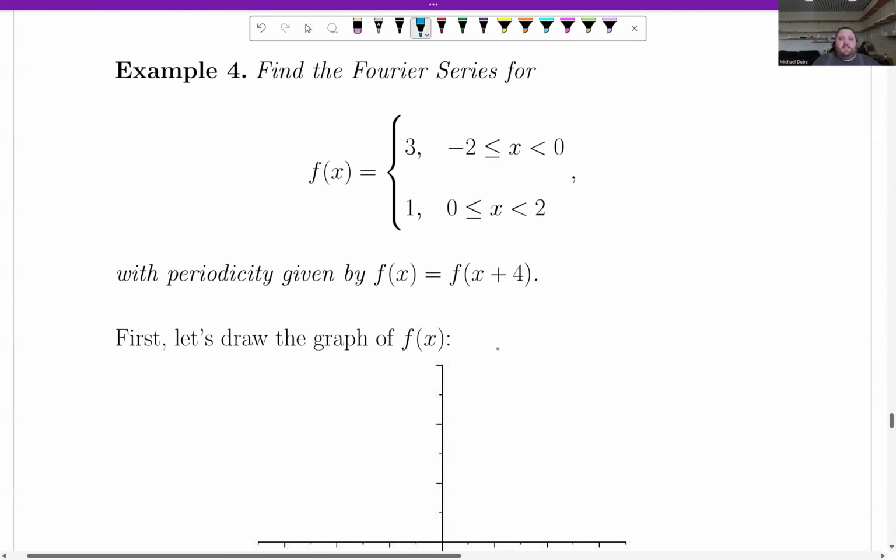So then we have an example. Find the Fourier series for f of x equal to 3 from x equals negative 2 to 0, and 1 from 0 to 2, with periodicity given by f of x equals f of x plus 4. So this is saying our period is equal to 4, which is equal to 2L. And so therefore L equals 2. But we'll come back to that in a moment.